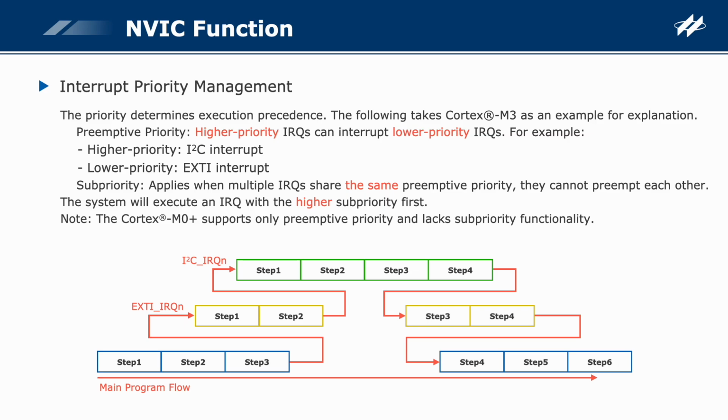Next, we examine sub-priority handling. When multiple IRQs share identical preemptive priority, they cannot preempt each other. Execution order is determined by sub-priority values. Higher sub-priority IRQs are serviced first, but cannot interrupt an already executing ISR with the same preemptive priority. It is important to note that Cortex M0 Plus supports only preemptive priority and lacks sub-priority functionality.